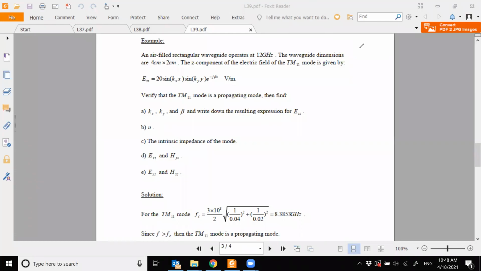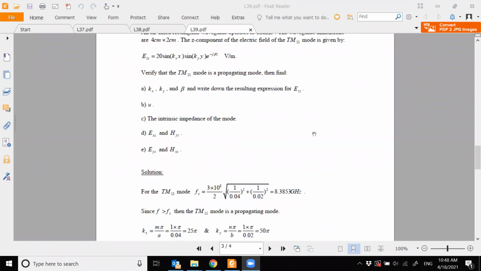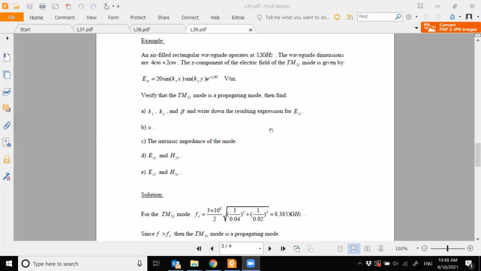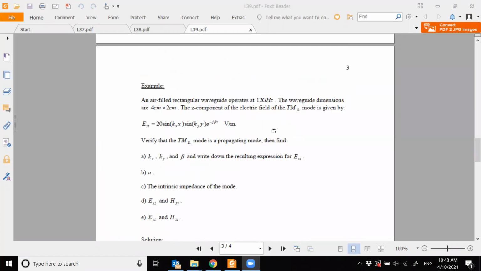I will quickly go through because we have done a similar problem at the starting of the lecture. So first, how do you check whether the TM11 mode is propagating or not? Yes, how do we check? Muhammad Al-Bosh, you are there? Hassan? Okay, I think he's here. Can you tell me how do we check whether the TM11 mode is propagating or not?